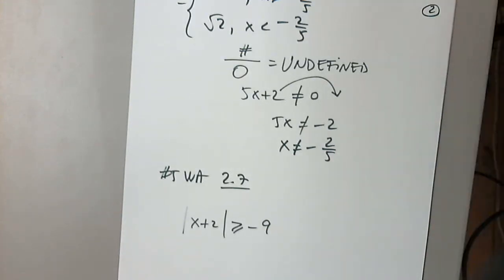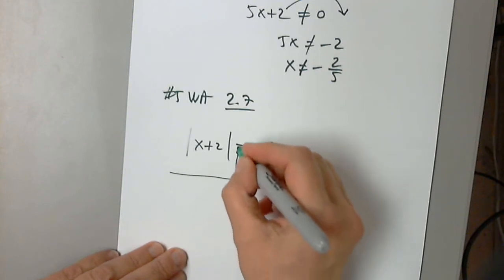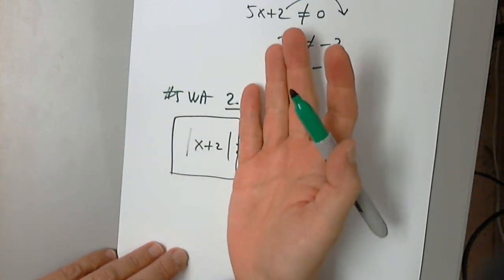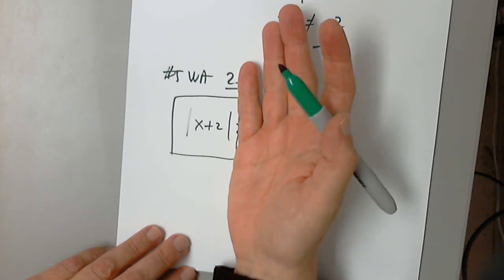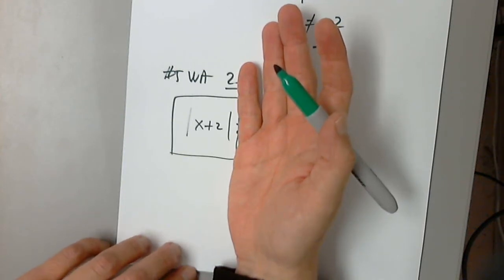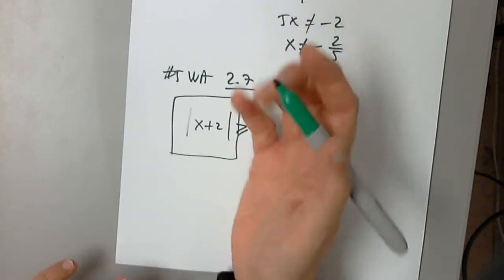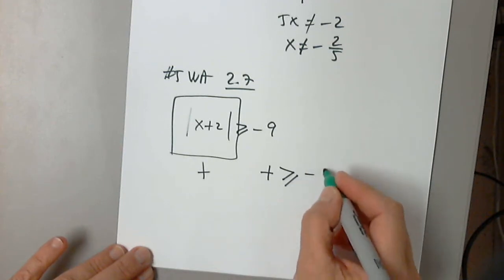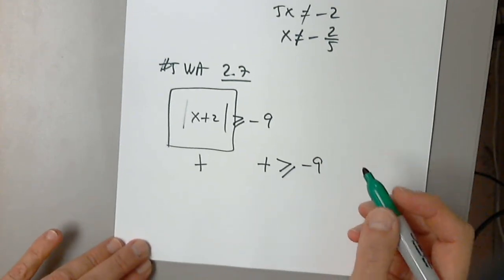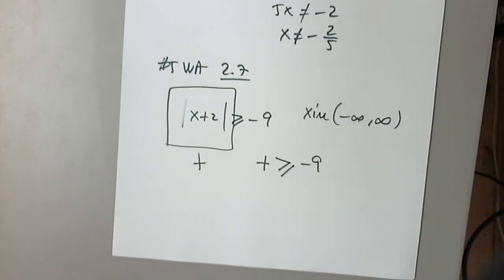Okay. So when we talk about the absolute value, what type of number is this? What's the definition of the absolute value? What did we say? Right. So what type of number is this? Right. So is a positive number, no matter what, greater than or equal to -9? So then x in interval notation can be anything.